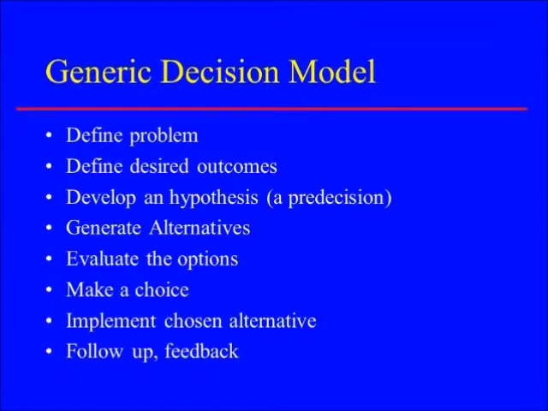There is a generic decision model that we need to take into account. It provides a checklist of how decisions are made, and if you follow this list, you probably get to the best possible outcome. First on the list, define the problem. Specifically, what are we trying to get done? How does it fit into the goals of the organization? And what are the elements of the problem?